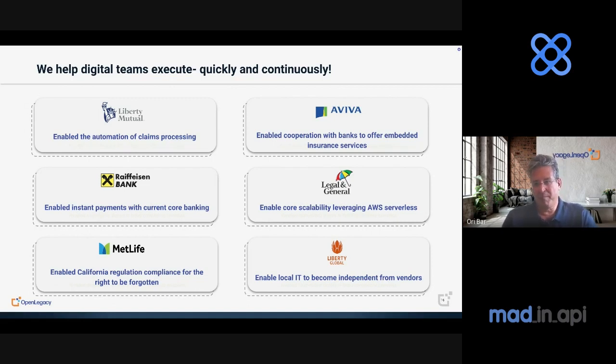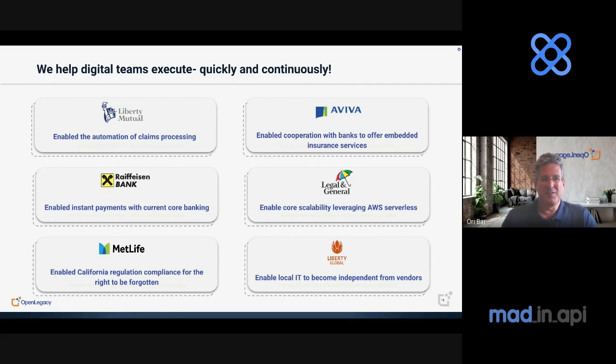We have Raiffeisen Bank. It's a very, very interesting use case. It's actually the need to comply with the instant payment requirements in the European Union. So all payments have to be processed 24/7 within a certain number of seconds. And many of the core banking systems go to sleep every afternoon and evening due to end of day processing. When your core banking is sleeping, you cannot approve payments.